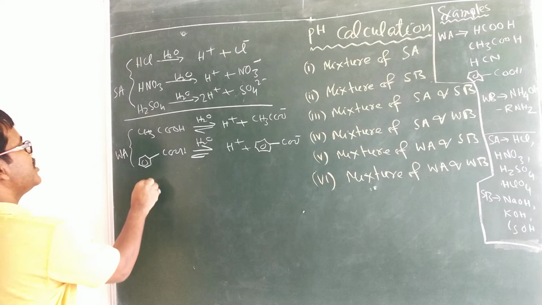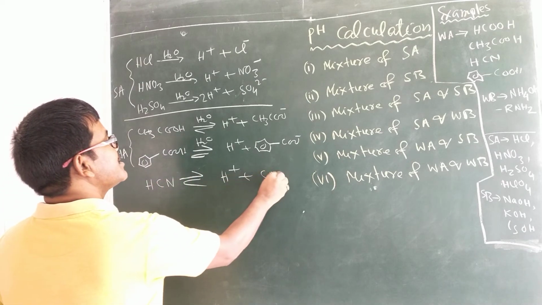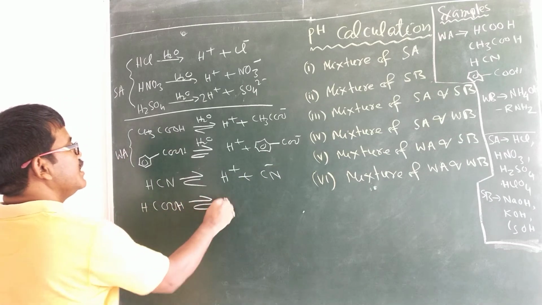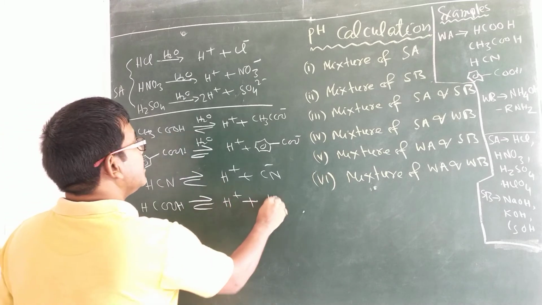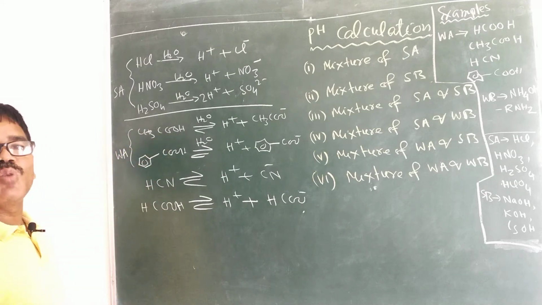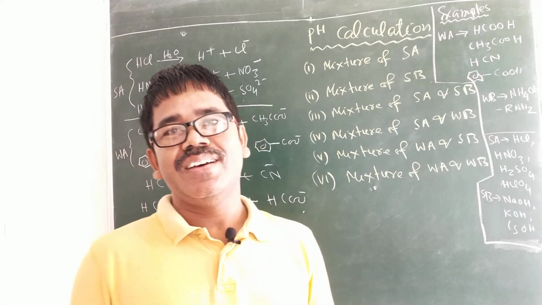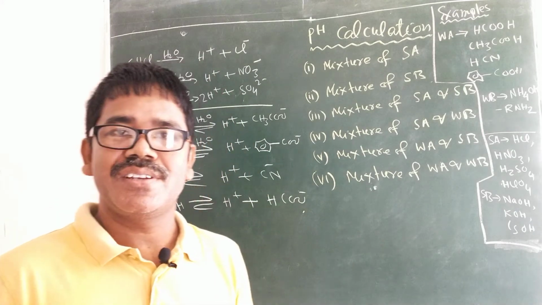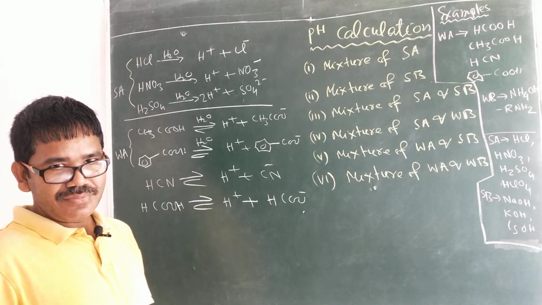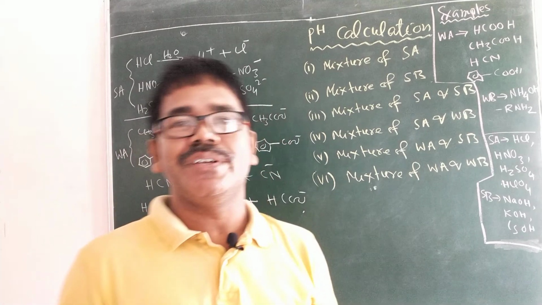If I take another example, HCN, this also ionizes as H plus and CN minus. If you take formic acid, this will also ionize as H plus and HCOO minus. Here you see, if you mark, all have carbon in their formula. All weak acids will have carbon in their particular formula. That trick will help you to identify the weak acid, and all strong acids completely ionize into their corresponding ions. Clear?